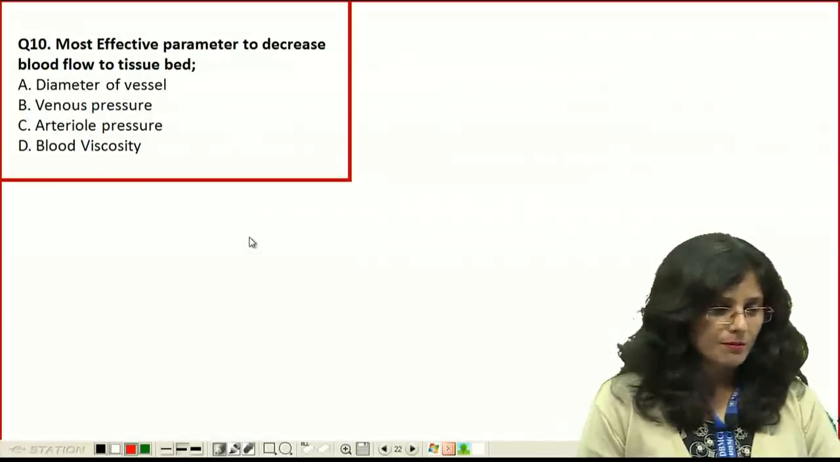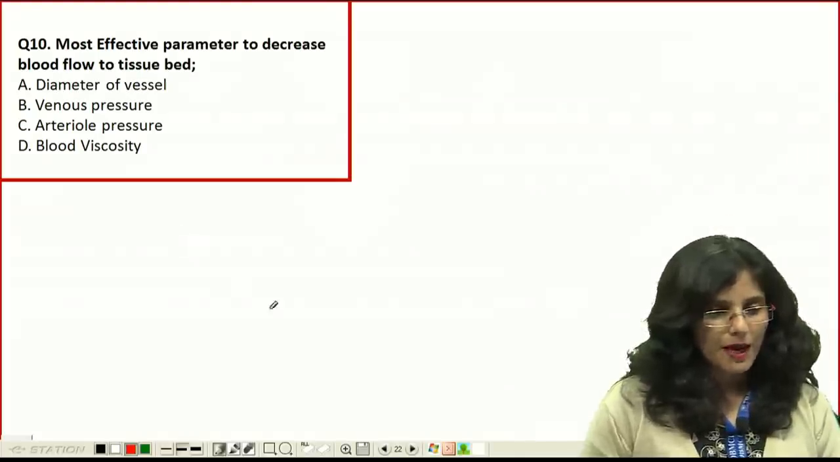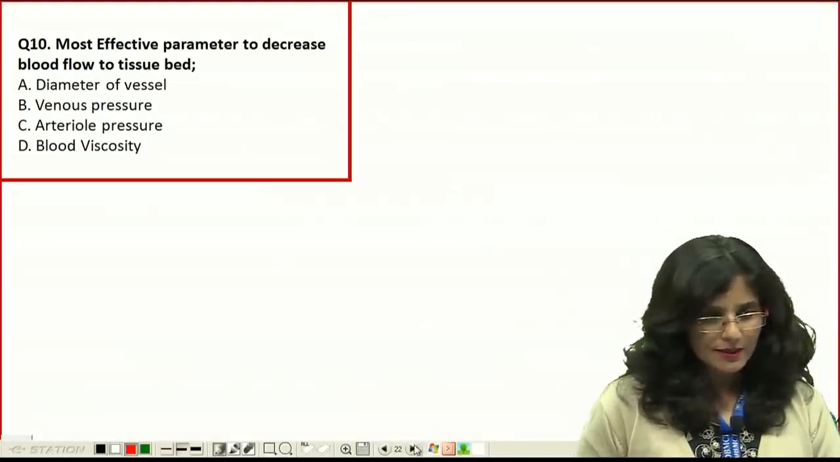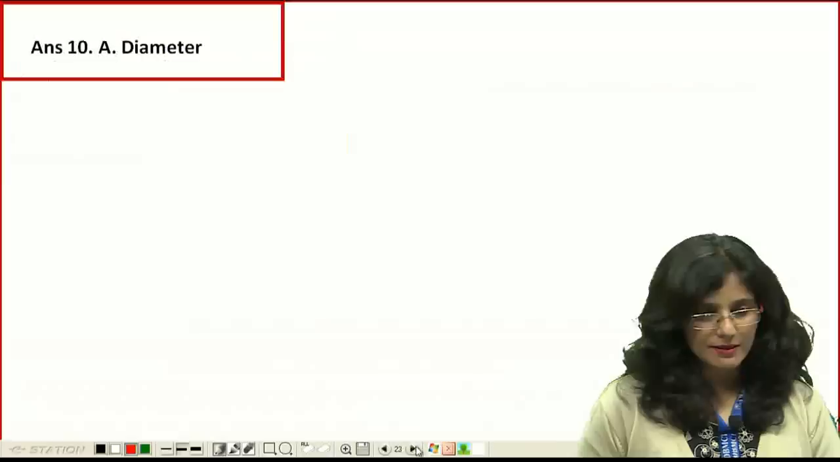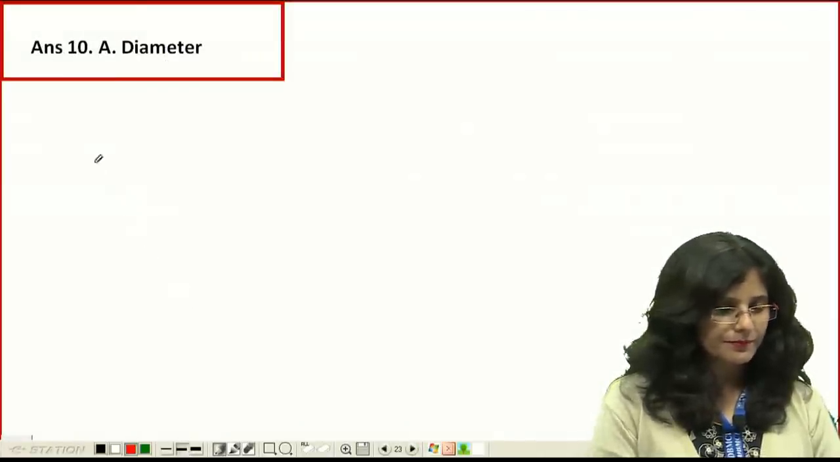Now question number 10. The answer of this question is A, the diameter of the vessel. Let's discuss the question in detail.